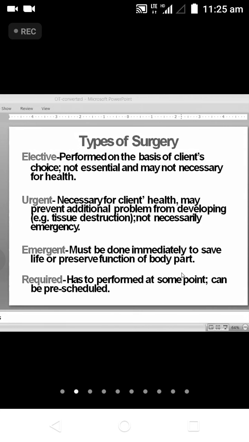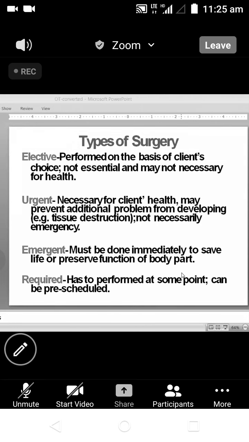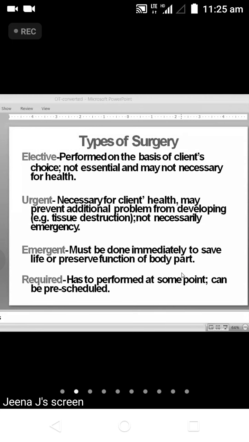Okay. Any other examples for emergency surgeries? Like in case of labor, yeah, very good. Only when there is a complication. Labor is a normal process, but if there are some other complications, that can also be an emergency surgery. So these are examples of emergency surgery, where you are performing the surgery to save the life of the client. That is called emergency surgery.